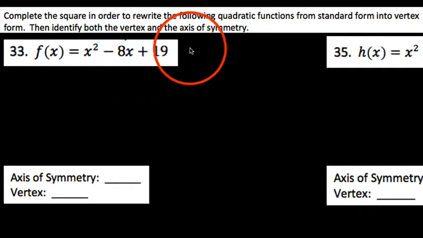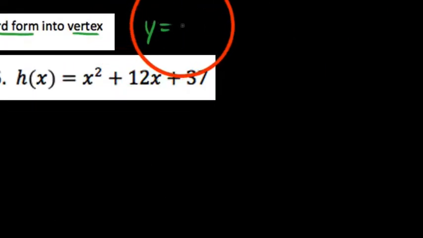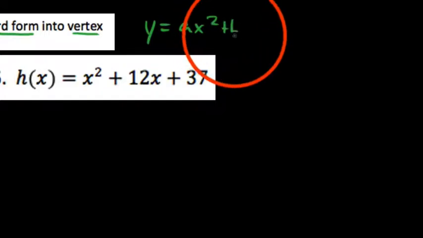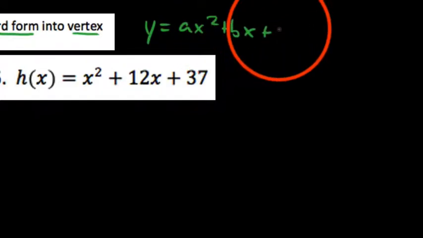Alright guys, in this video what we're going to be taking a look at is using completion of a square in order to rewrite a quadratic function from standard form into vertex form. And so what I really mean is that we're tending to get things that come in this nice standard form, ax squared plus bx plus c.